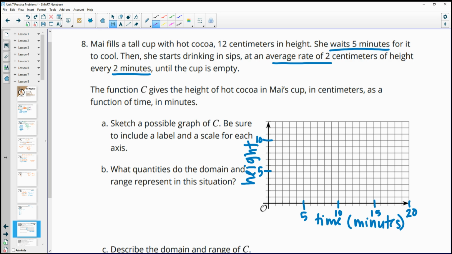So now we want to use this information. So one of the things we see is that Mai fills the cup to 12 centimeters. So that's going to be our initial height. So that's going to be right here.